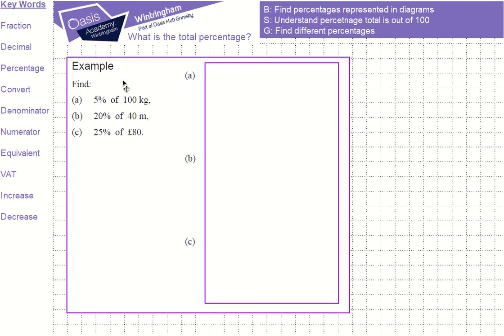Okay, next example. Here we're going to try and find some percentage of amounts. So for the first one, we've got 5% of 100 kilograms. 5% of 100 kilograms can be written as 5/100. Well, we know percentages are out of 100, so we can say 5/100. And the word of means multiply. 5% goes to 5/100. Of becomes multiply, and it becomes 5/100 multiplied by 100.